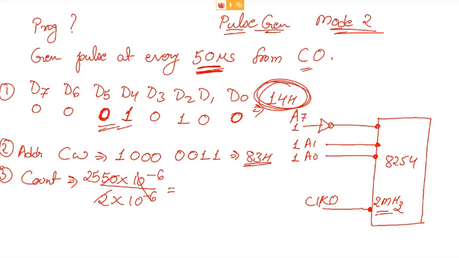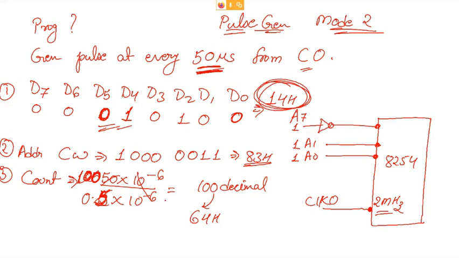Sorry, not 2, because 1 by 2 is 0.5. So this gets 100. Okay, 100, not 25. Now 100 is the count in decimal. So you have to convert this number into the hexadecimal equivalent, which is 64H. Okay, so now you know the control word, you know the control word's address, you know the count.